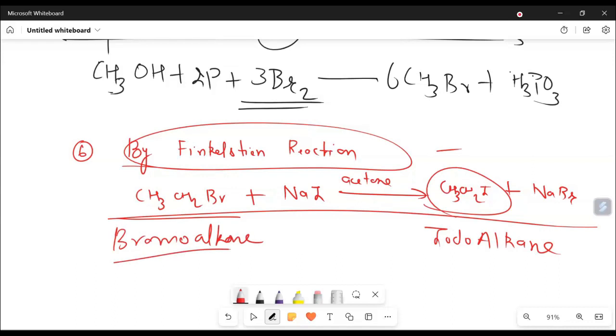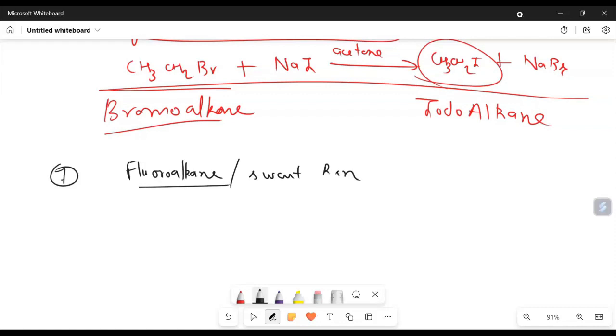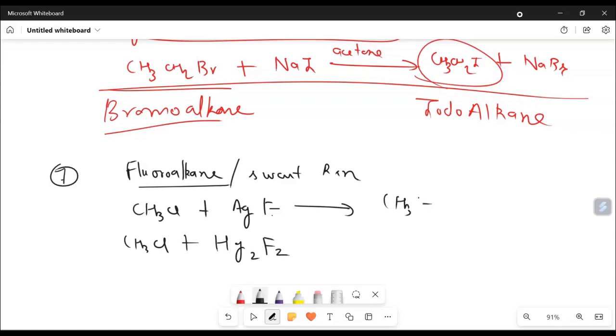Next you can write the Swarts reaction, which is used to make fluoroalkane. Very important, and the last reaction for today's lecture. In the case of fluoroalkane, what you have to do is the Swarts reaction mainly. Your CH3Cl plus AgF, or CH3Cl plus Hg2F2. In both cases, the same result: CH3F, fluoroalkane, formation of fluoroalkane, plus AgCl.